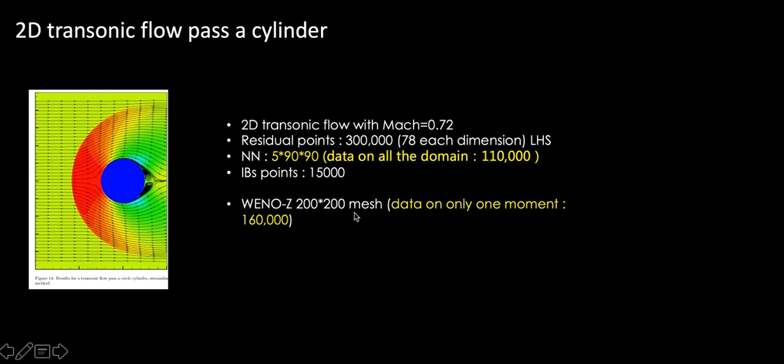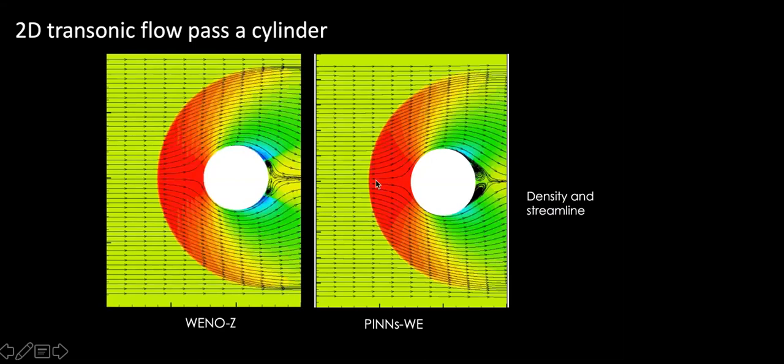We see the comparison here with the streamlines and density contour. On top, the PINN can get a similar flow structure as we know.